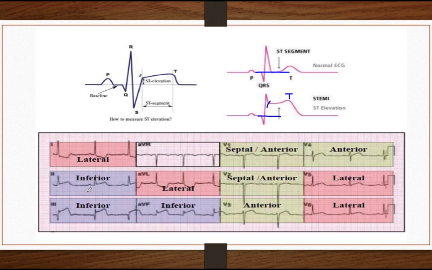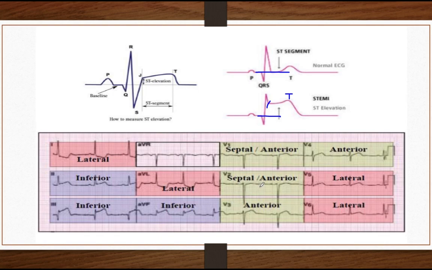If we are looking for ST segment elevation and you find these pathologies in standard lead 1, in AVL, as well as precordial leads V5 and V6, then we are talking about a lateral wall STEMI. If you find it in standard lead 2, standard lead 3, as well as AVF, then we are talking about an inferior ST segment elevation.